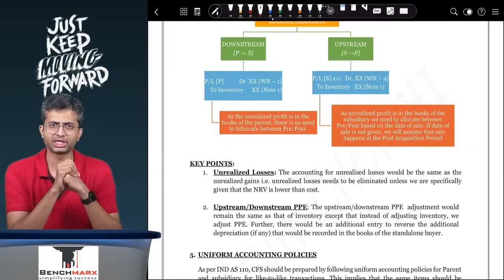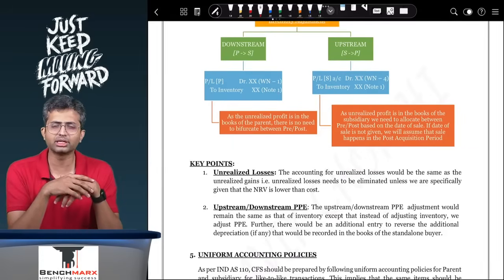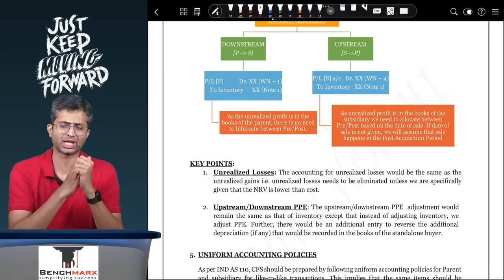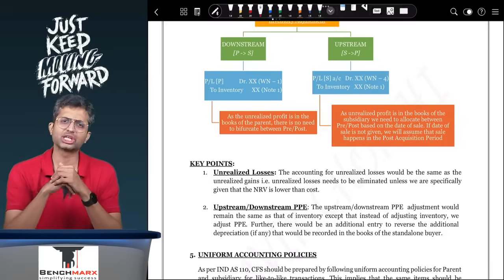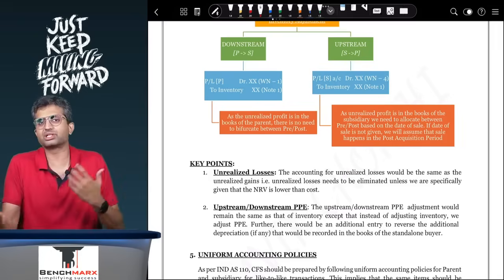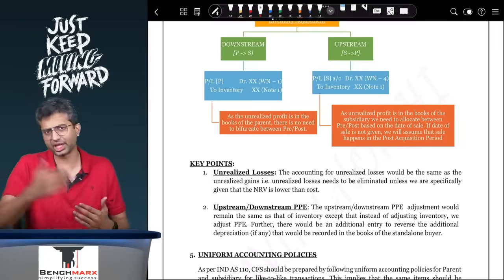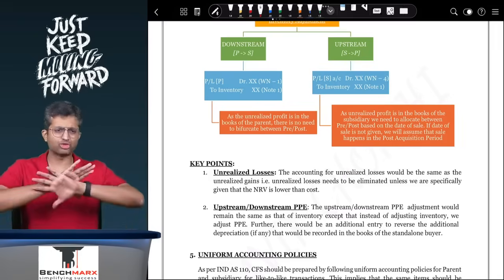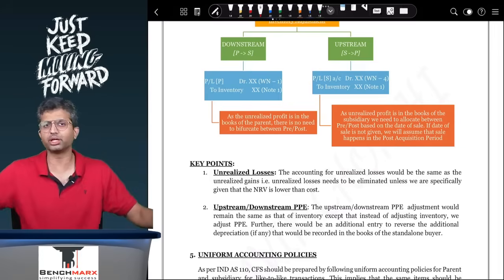If no such date is given, we will assume that it is from the sale made in the post acquisition period. Two special adjustments can come over here. One is if there's upstream or downstream sale of PPE, like upstream or downstream sale of inventory, the adjustments remain the same. You still need to eliminate the unrealized profit.